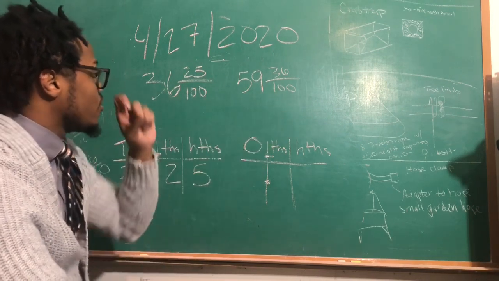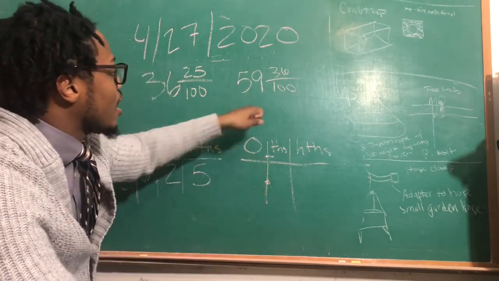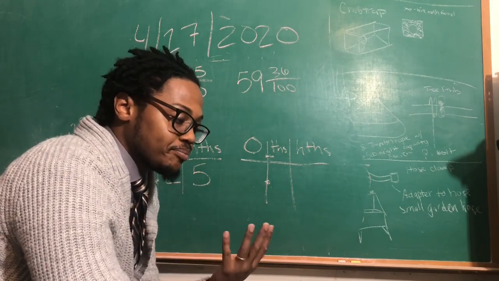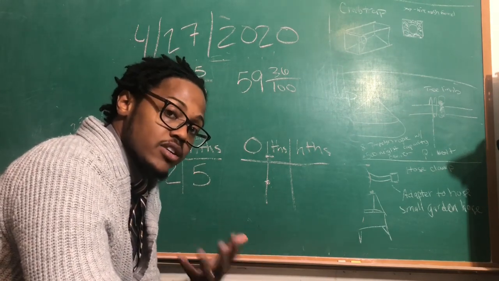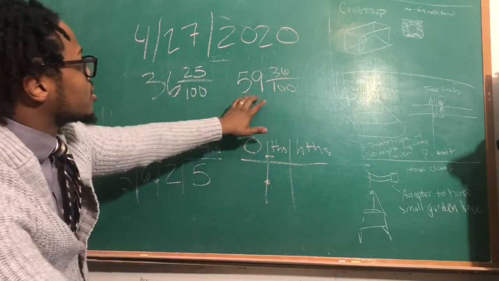Let's take a look at this one over here. This is 59 and 36 hundredths. Go ahead and try that one yourself. I'll pause for just a minute, or you can pause me. Okay, now that you've tried it yourself, which you should have paused me and tried it yourself, let's go ahead and try this one out.